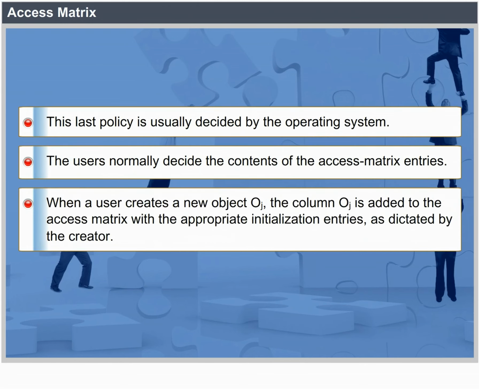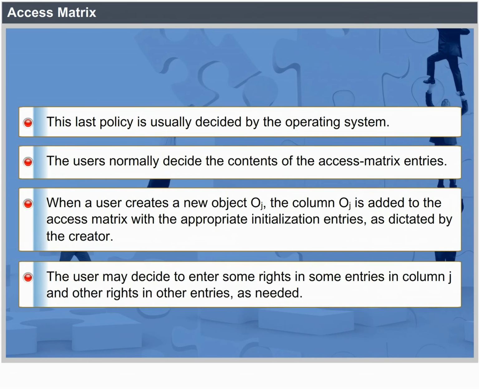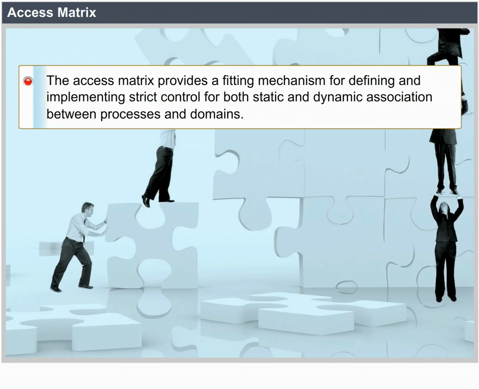When a user creates a new object Oj, the column Oj is added to the access matrix with the appropriate initialization entries as dictated by the creator. The user may decide to enter some rights in some entries in column j and other rights in other entries as needed. The access matrix provides an appropriate mechanism for defining and implementing strict control for both static and dynamic association between processes and domains.